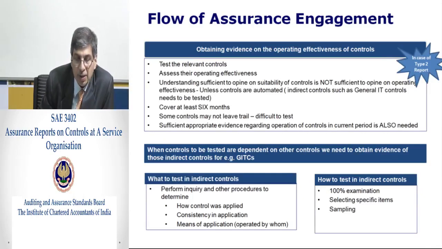When controls to be tested are dependent on other controls, we need to obtain evidence of those indirect controls. So, for example, general IT controls will always be regarded as indirect controls. We cannot rely upon application level controls till such time that the general IT controls are tested. What to test in indirect controls? Perform inquiry and other procedures to determine how the control was applied, what is the consistency in the application of those controls, and the means of application, operated by whom basically. How to test indirect controls? It could be 100% examination, it could be sample based, it could be specific.